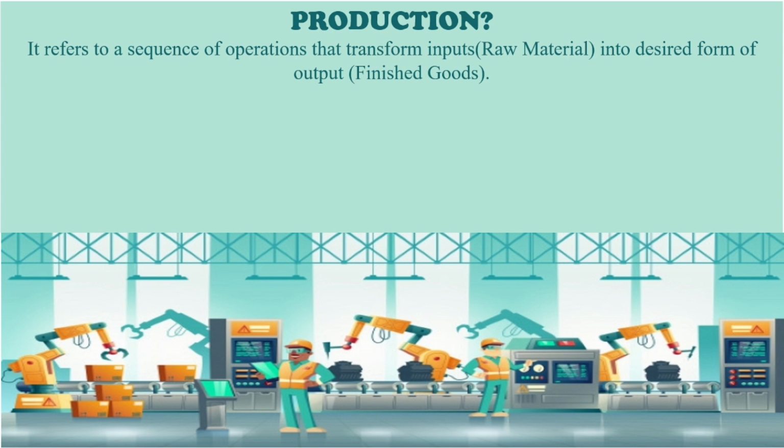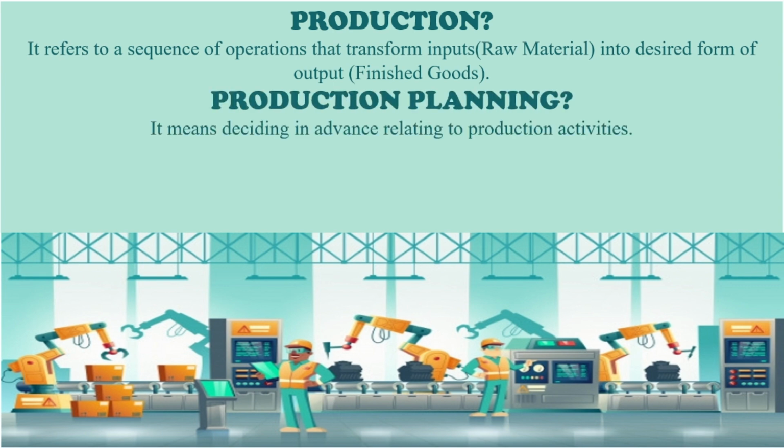Okay? Then, what is production planning? So it means deciding in advance relating to production activities. Generally, deciding what to produce, how much to produce, when to produce, who is responsible for production and all.